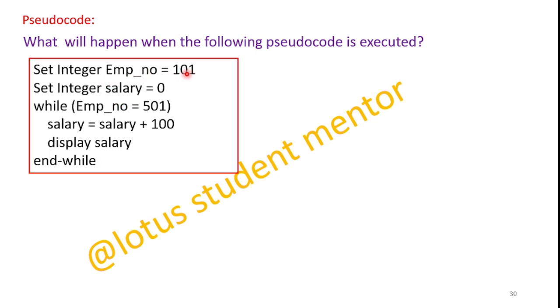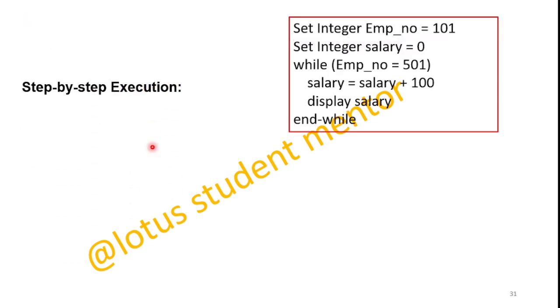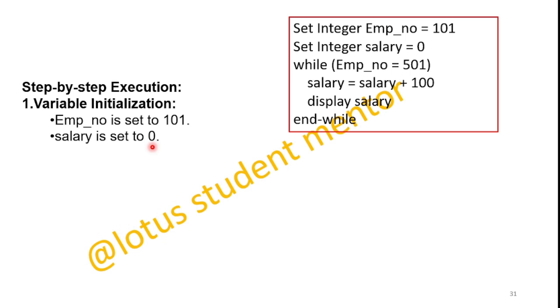Employee number is 101. Now, is 101 equal to 501? No, it is not. Then what will happen? The loop won't be executed because the condition is false. Now let us take a systematic, step-by-step execution. Double equal to means comparing 101 with 501. In this condition, it won't execute.